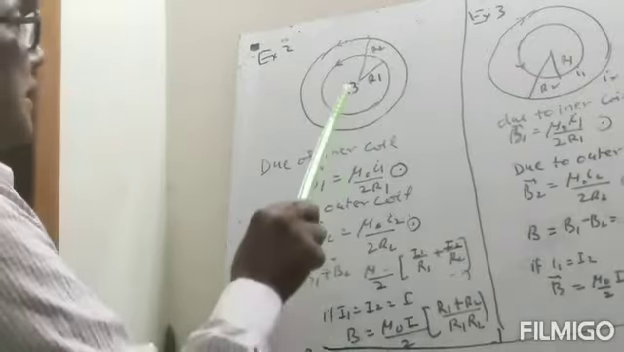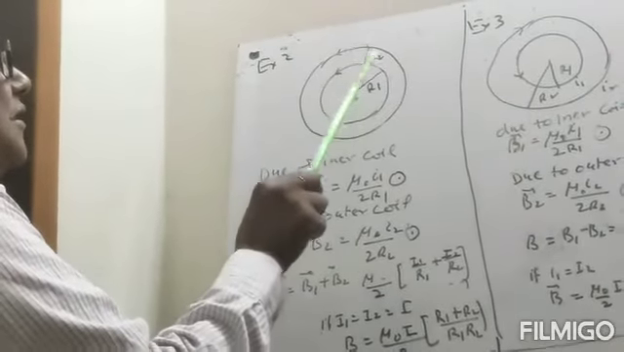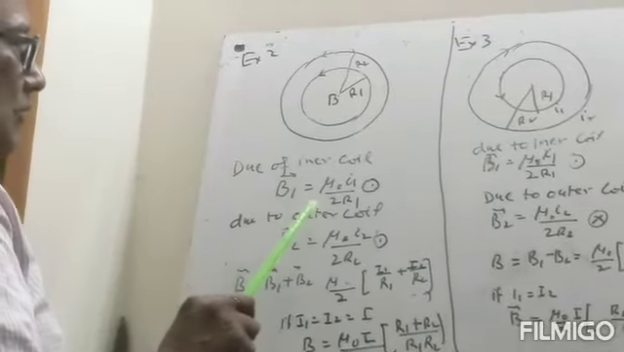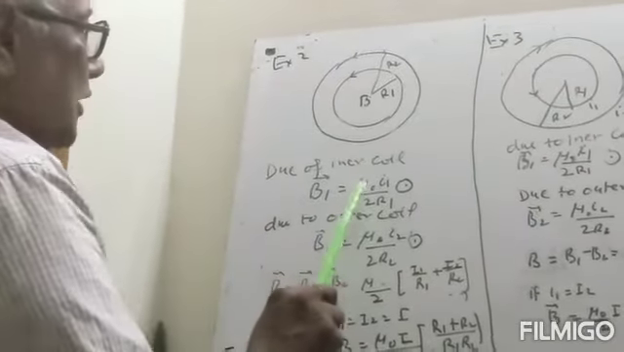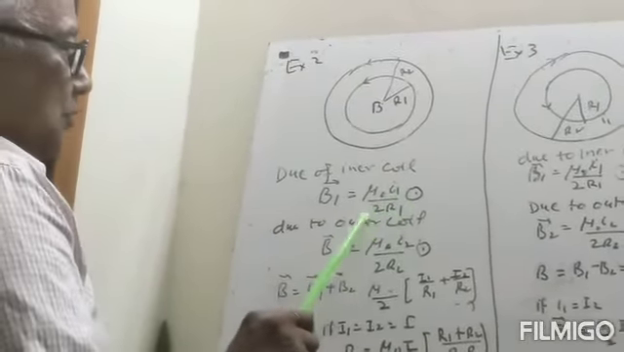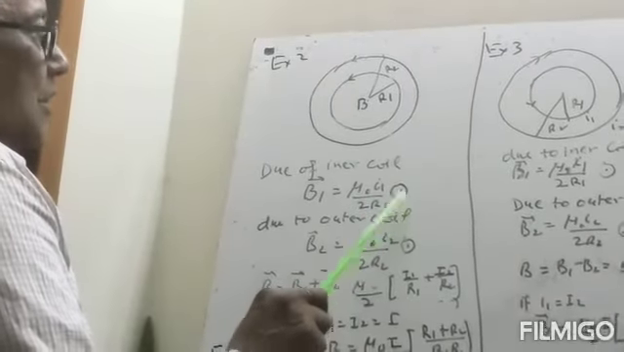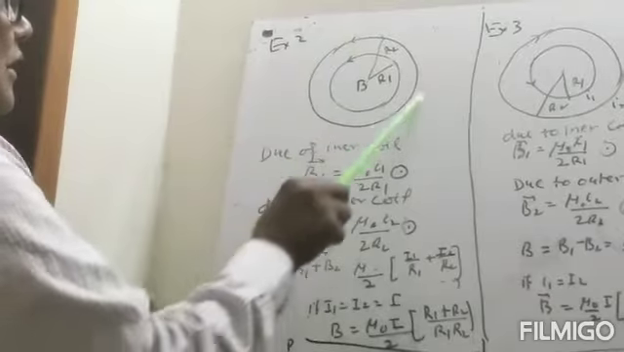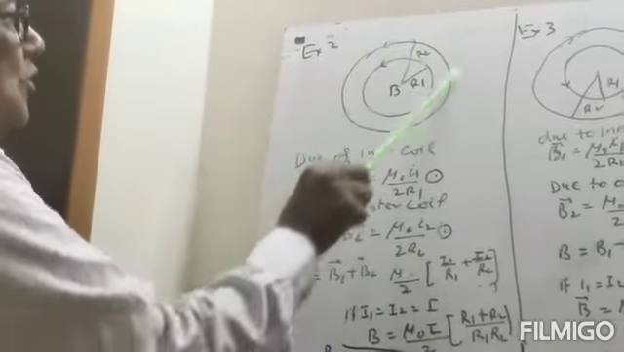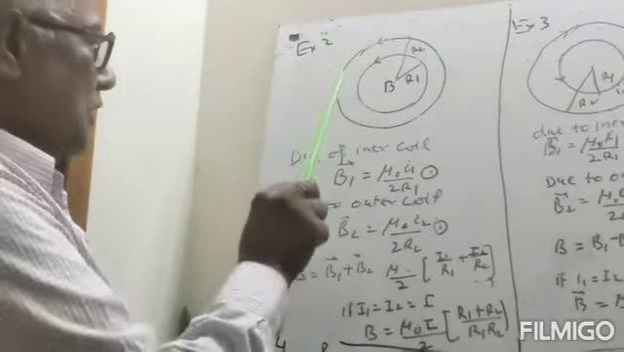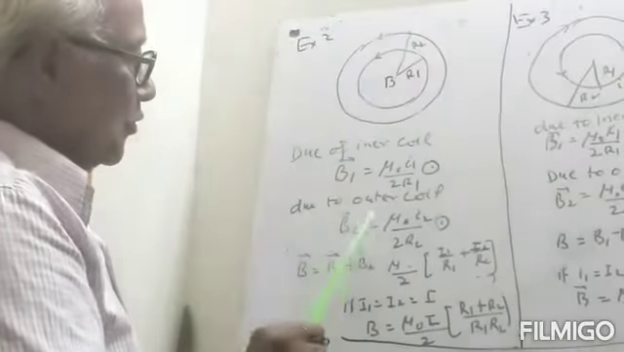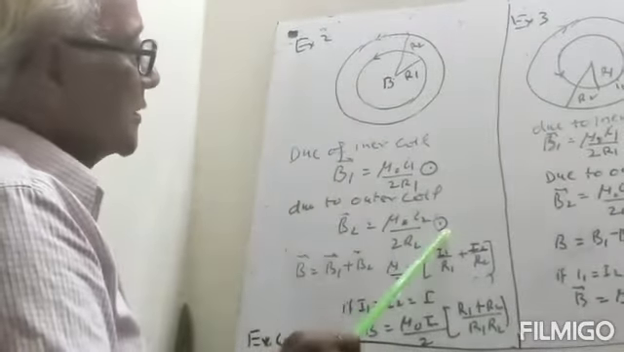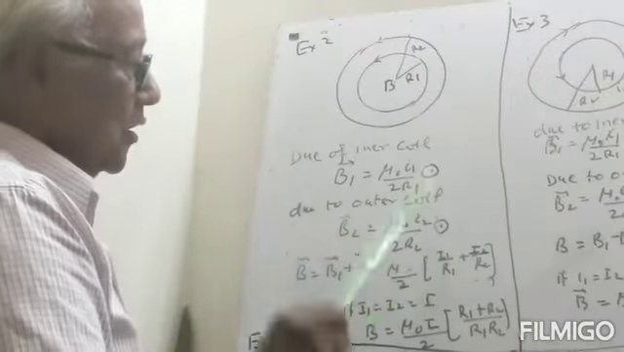Now what will be the magnetic field at the center due to the inner coil? It will be B1 equal to mu0 I1 divided by 2R1, and its direction is perpendicular to the board, upward. Now for the second coil, the current is also anti-clockwise, so the magnetic field B2 will be equal to mu0 I2 divided by 2R2, and its direction is also perpendicular to the board, upward.